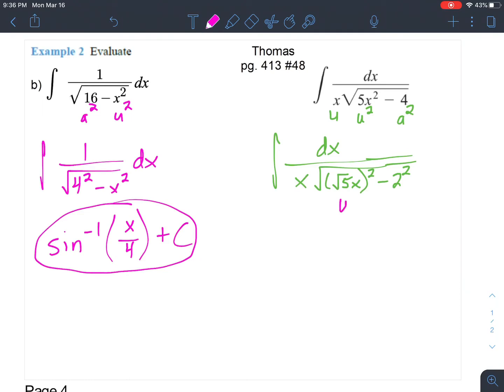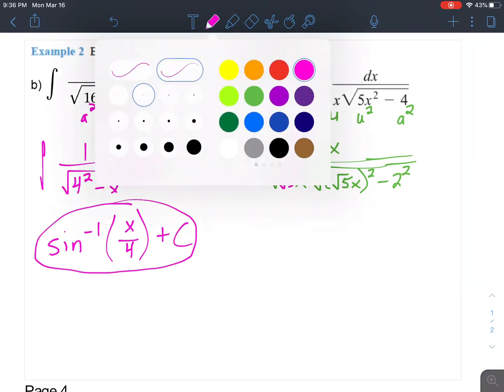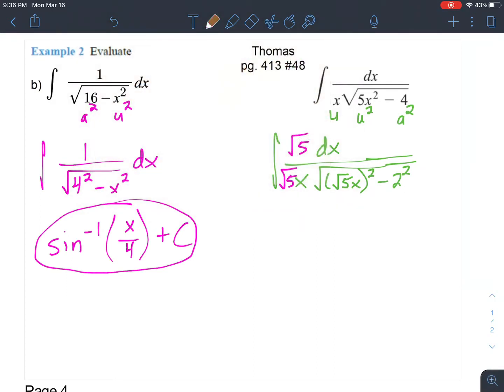We notice that u is supposed to be square root of 5 times x, so we're going to go ahead and just write in square root of 5 in the denominator. But of course, what we've done now is we have changed the value of our integral, so in order to cancel that out, we need to also put a square root of 5 up on the top. Once we have done this, now we have something that is going to match the form that we needed. Now this step isn't really necessary, but I'm going to show it anyway just because I think it helps you understand why we are going to get the answer that we get.